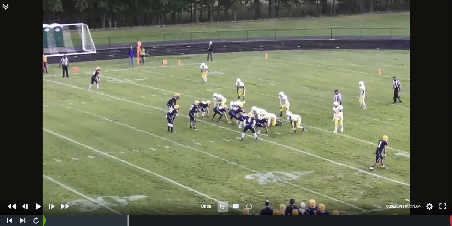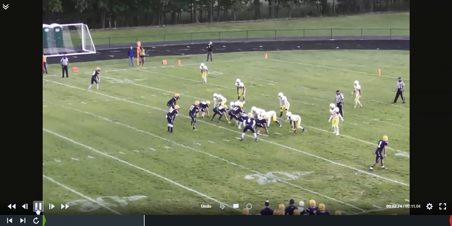So the idea is if he stays outside, we're going to give it to our fullback. If he tries to stick his nose into, let's say, the box or into the 4 hole, then our quarterback is going to keep it. Okay, so let's take a look.